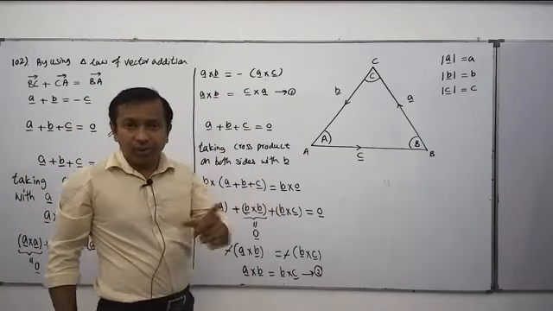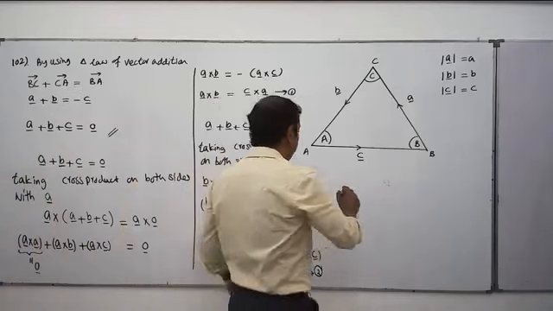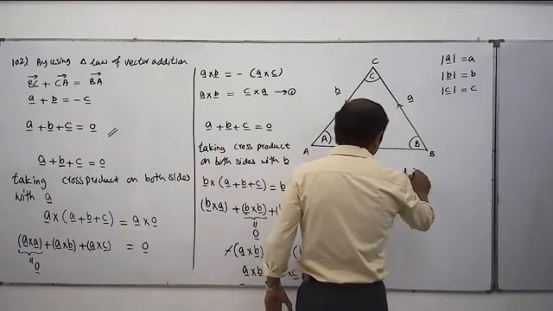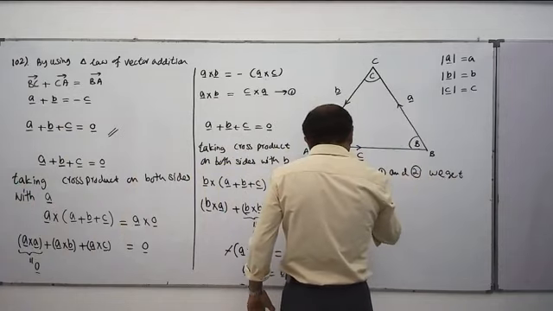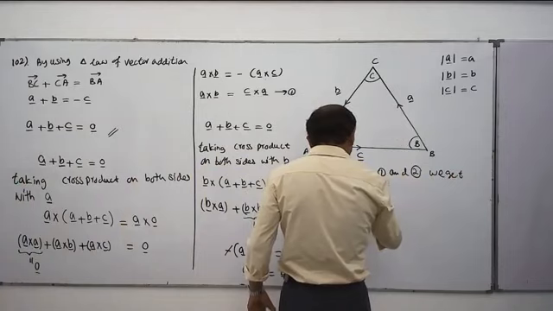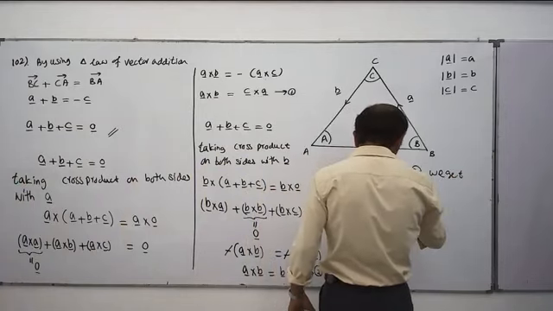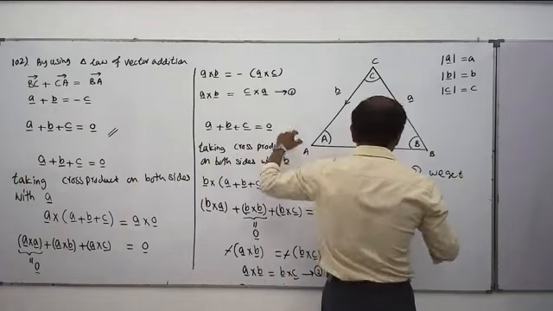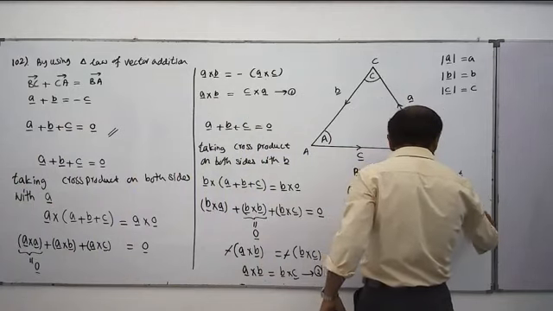Therefore, we can say by 1 and 2, the required answer we get: A cross B is equal to B cross C is equal to C cross A. This is how we get that answer.